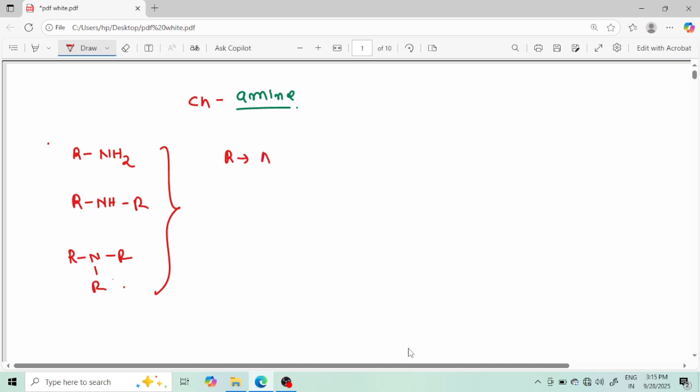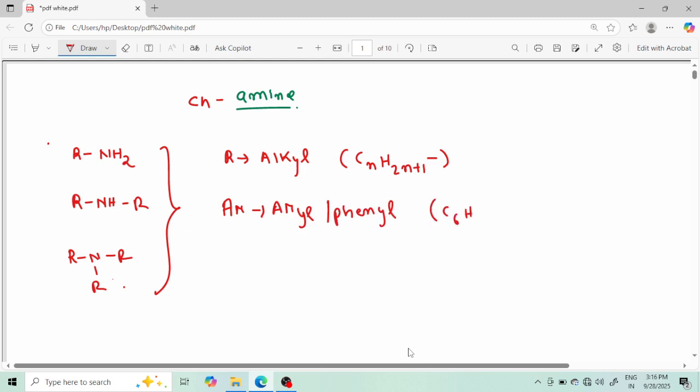Here R stands for alkyl. Alkyl has a general formula CnH2n+1. That's the general formula of alkyl that you already know. Now aryl is usually denoted by Ar, and it is also called phenyl, and its formula is fixed, that is C6H5. Or you can also draw it in this way. That's how we can identify whether the given compound is an amine or not.